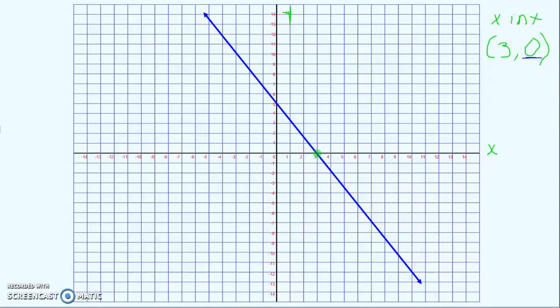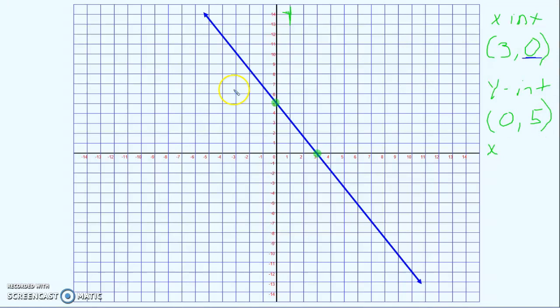Now, if we're looking for the y-intercept, that is where the graph crosses the y-axis. So we can see that it crosses y right here. And if we were to write that as the y-intercept as a point, then it would be (0, 5), because we go side to side 0, and up 5.